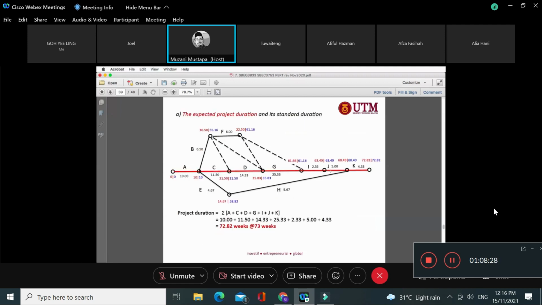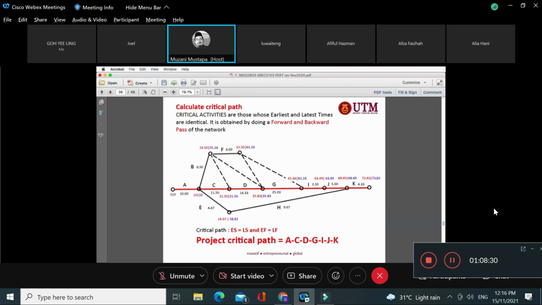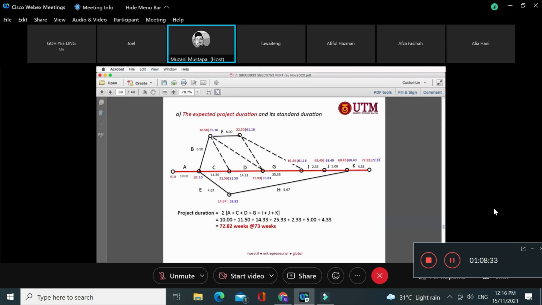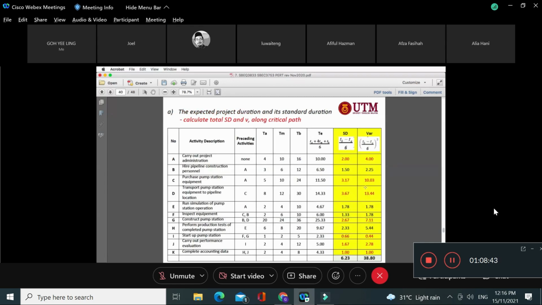And then the numbers here, you basically know already, 72.82. So you add up the critical line to get the project duration, so you get 72.82. Okay. So once you complete this, you already know how to calculate the expected duration and standard path.